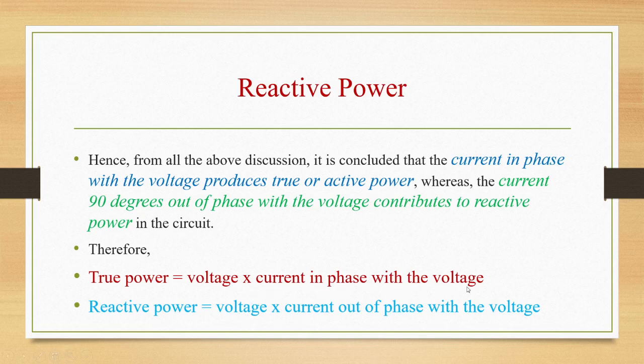So we can write the equation for true power and reactive power. True power is equal to voltage into current in phase with the voltage. Reactive power is equal to voltage into current out of phase with the voltage. True power happens in case of a resistor. Reactive power happens in case of a capacitor and inductor.